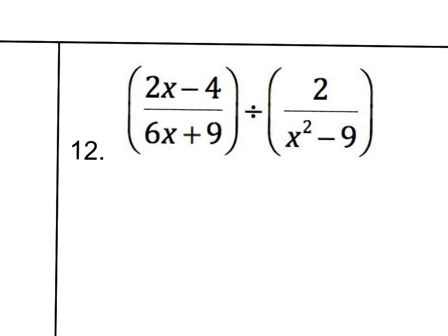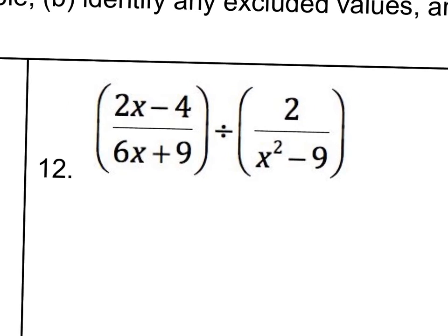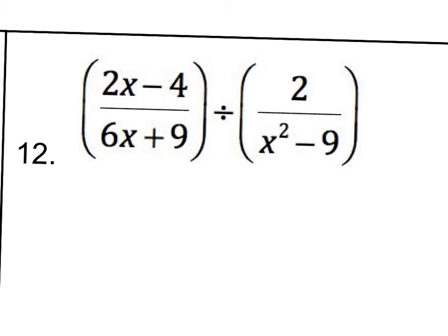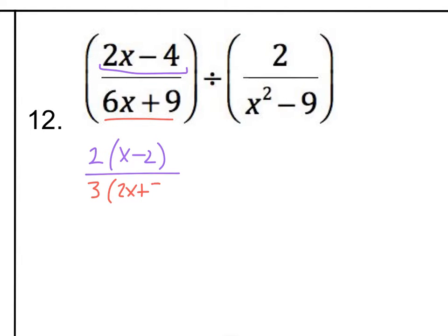Moving on to one with some division, we're going to start this off the same way. I've set these up so you don't have to check for excluded values twice, but with division often you do. But let's go piece by piece and factor this. First term, we can take a 2 out of both of those. I've got 2 and then x minus 2. On the bottom of this, I can take a 3 out of both of those. That would give me a 3 and then a 2x plus 3.